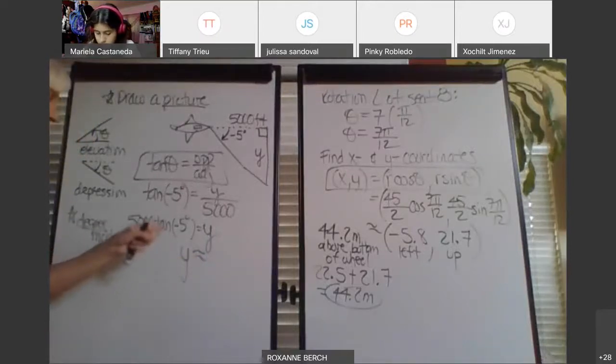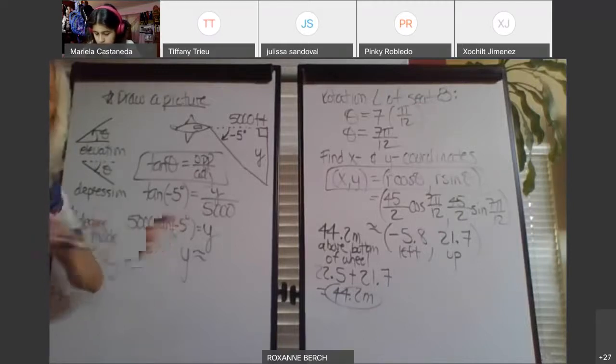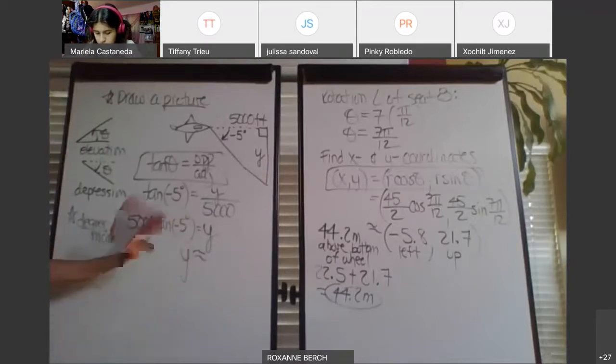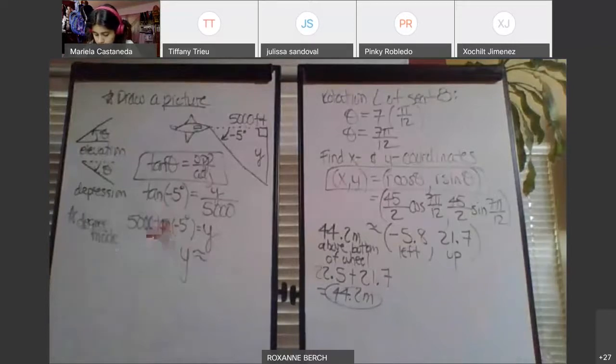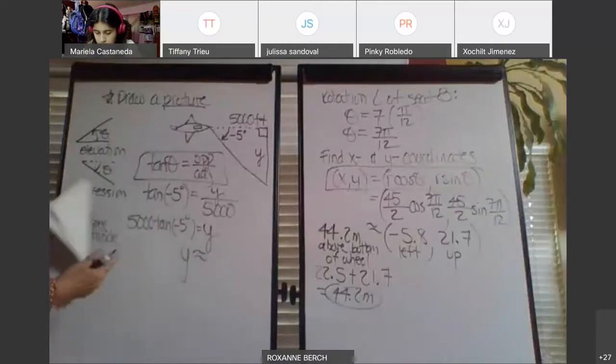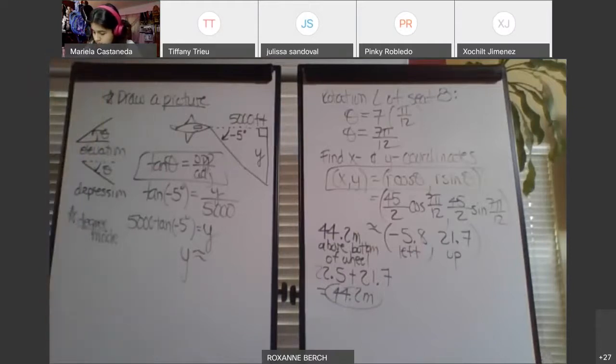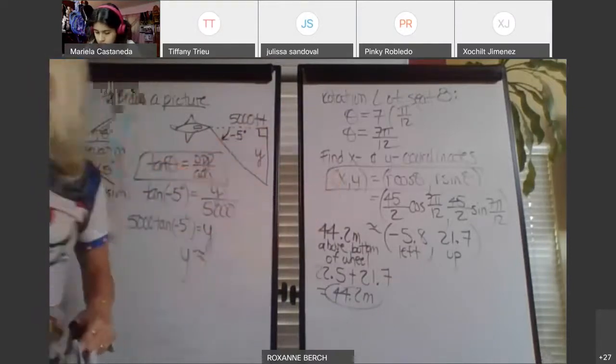So you're going to put this in first. Tangent of -5. Don't put the little degree sign because the calculator already knows you're in degree mode. So tangent of -5, hit enter, then multiply by 5,000. What do you get? Go ahead, unmute yourself and tell me. I'm going to erase the board. Want to make sure you know how to put this in the calculator. Go ahead, I'm listening.